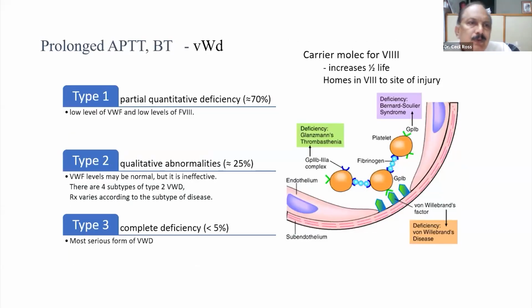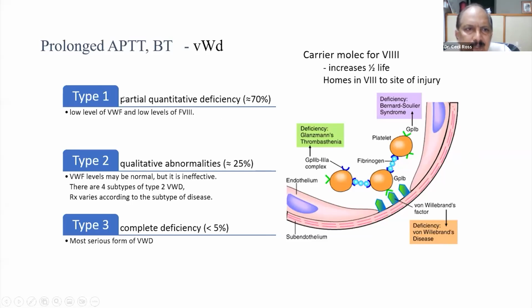Now, supposing the person has got prolonged APTT and prolonged bleeding time, then you normally think of von Willebrand's. Now, this is a picture from Harrison, where you have to understand this: if there is a vessel wall injury, the glue between the endothelium and the platelet is von Willebrand's factor. All right. But the glue between platelet and platelet is fibrinogen. So when there is von Willebrand's factor deficiency, the bleeding time will be prolonged, and the bleeding will be there because there is no factor 8.